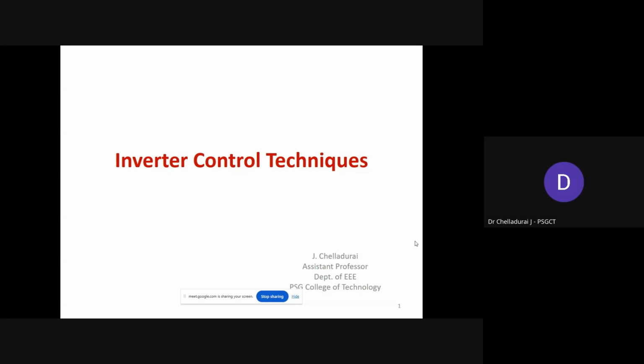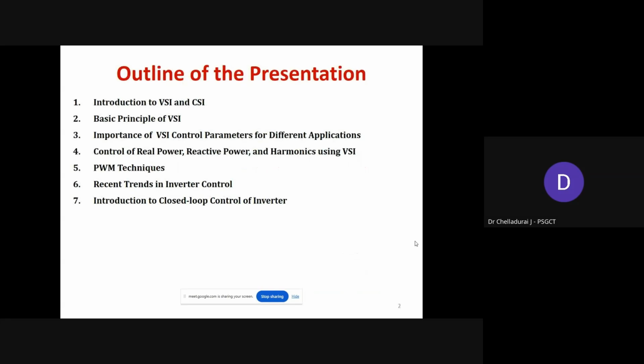So the given topic to me is inverter control techniques. In this session, I'm going to cover the basic concept behind the inverter technology.